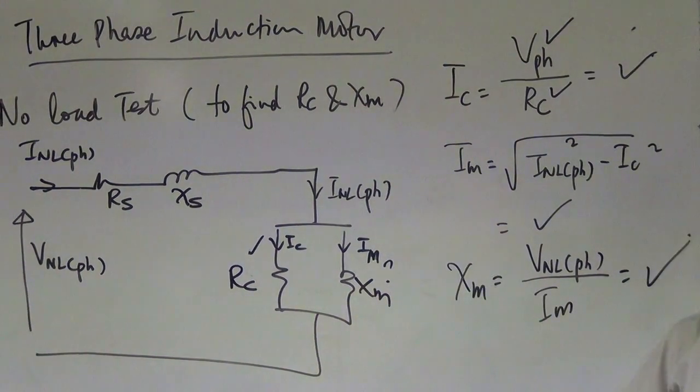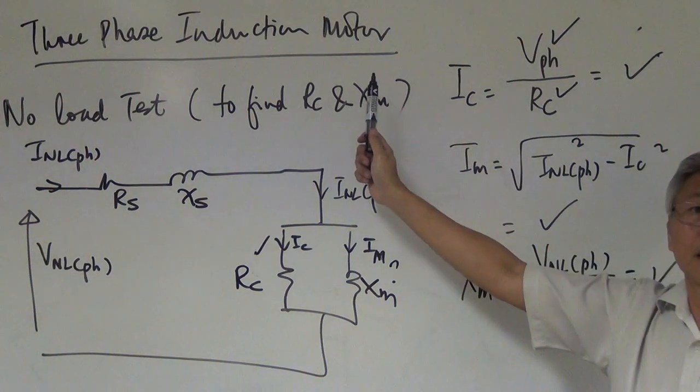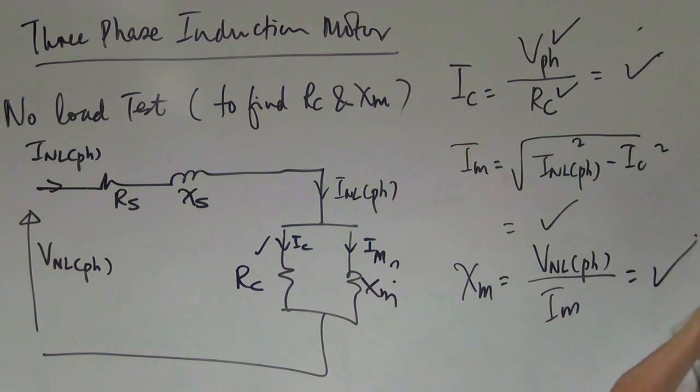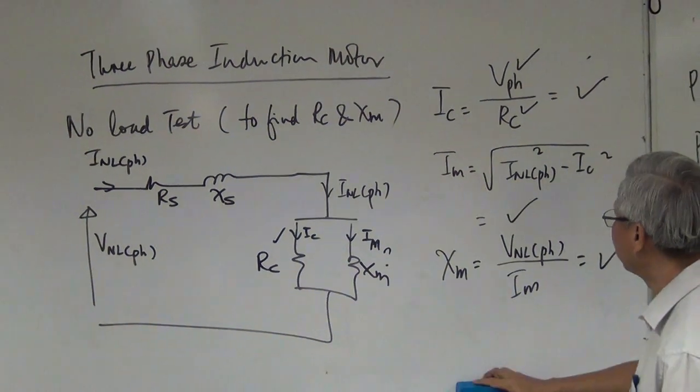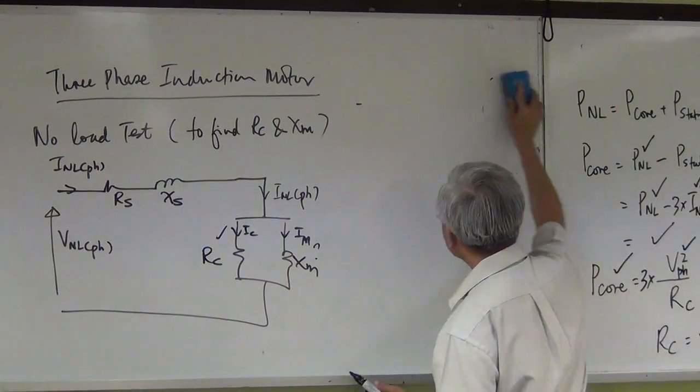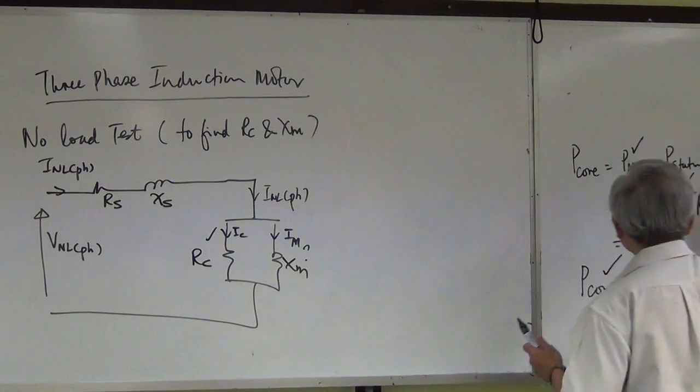The only complication is that this is a 3-phase topic. You must know that when power is concerned, you must multiply by 3. Got it? Okay, let us revise it one more time. It's a method. So if you really want to tackle the no-load test, you must know the method.